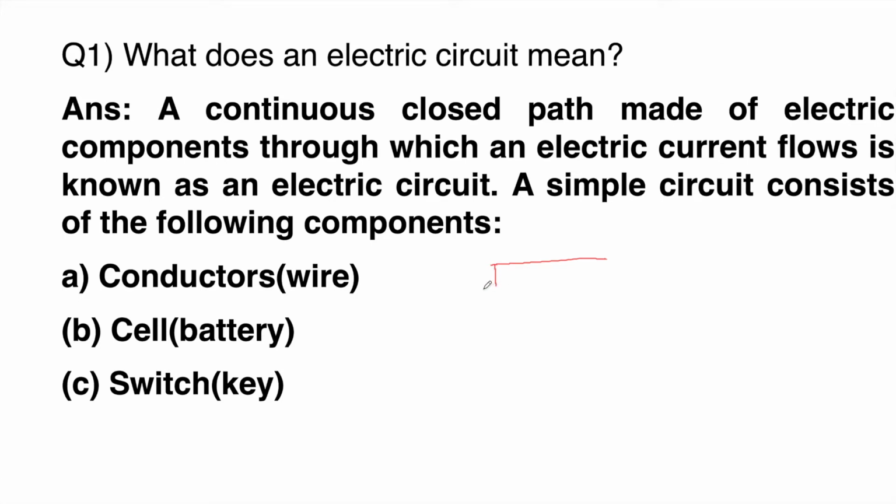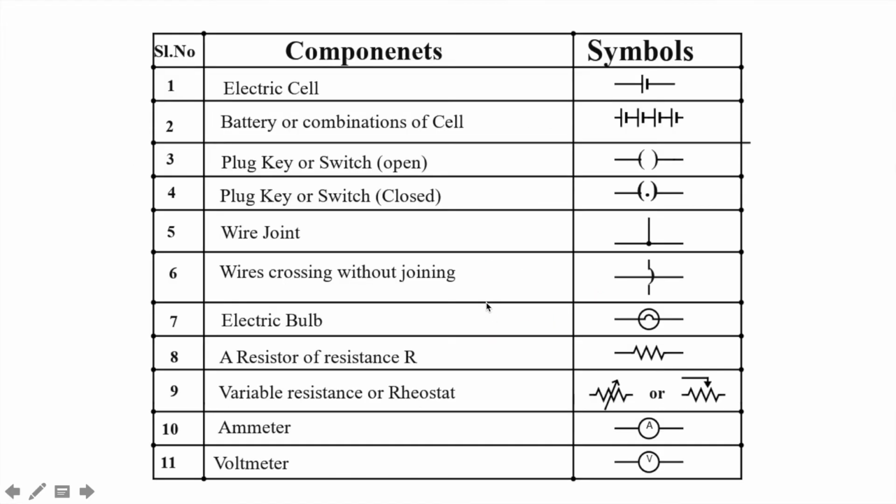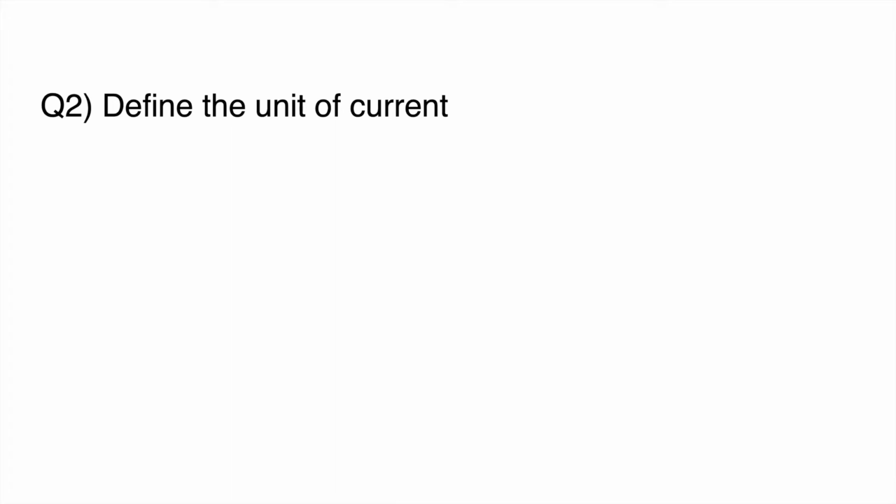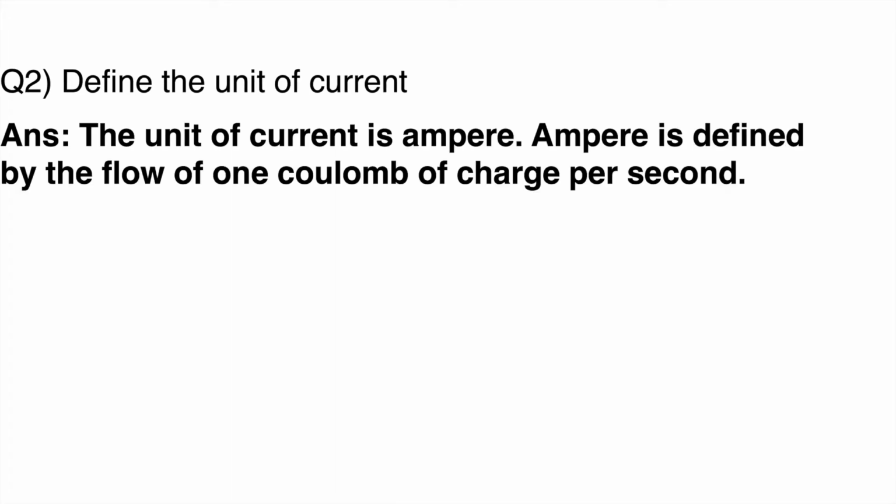and one battery will be there and one switch will be there. Okay, current direction it will be from positive to negative direction. Okay, so this is a basic simple circuit and we can add any of these components to a circuit according to the requirements. Question number 2, define the unit of current.